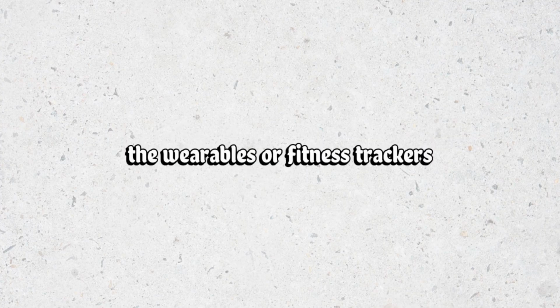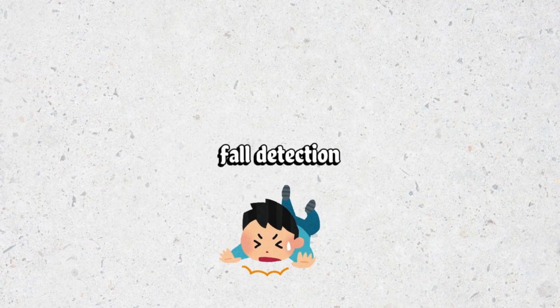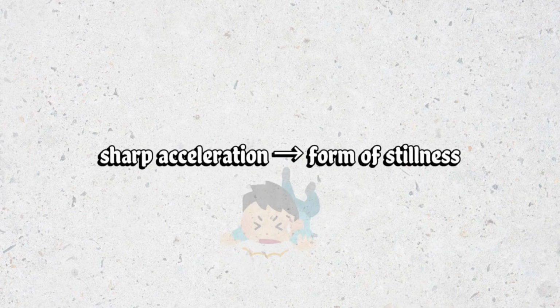Another sector is wearables or fitness trackers. One of the use cases is activity tracking, where you detect walking, running, even sleep movements. That's with the help of accelerometers. And also fall detection, where the sensor reads a sudden sharp acceleration followed by some form of stillness. Then it will trigger an emergency alert. You may have seen this as one of the features on many health kits.